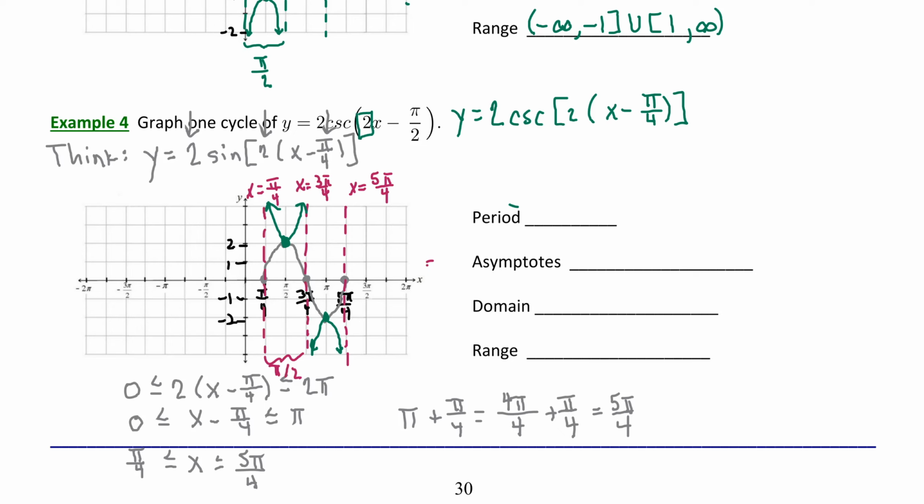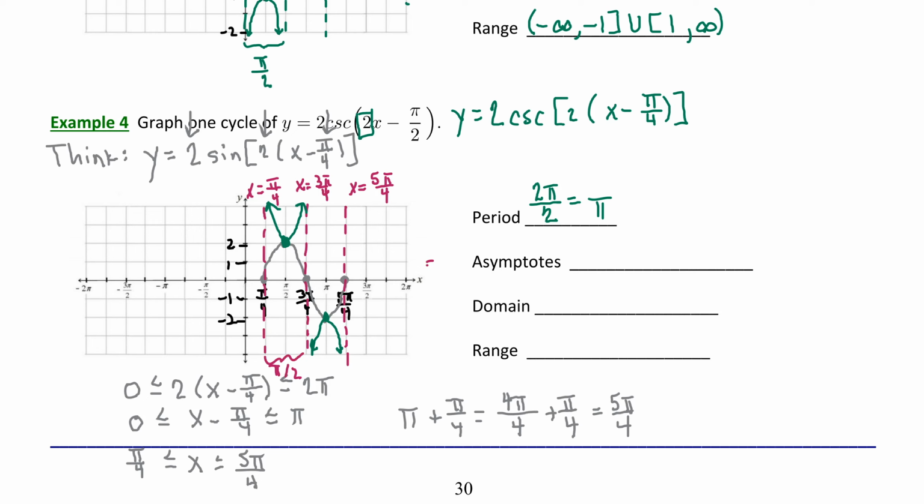First of all, the period is the original period of cosecant divided by the coefficient of the argument, which is 2. So the period of our cosecant curve is pi. Notice that the distance between pi over 4 and 5 pi over 4 is pi. The difference there is 4 pi over 4, or pi.